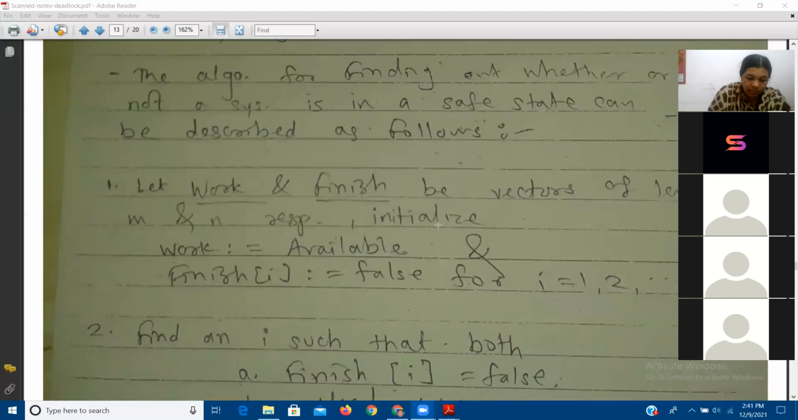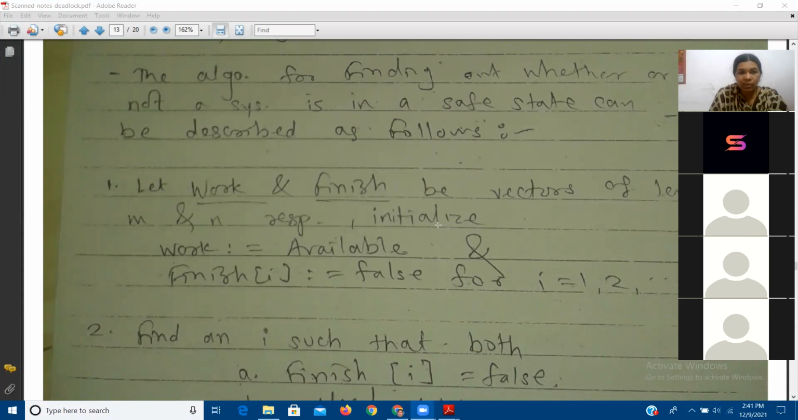Come on. Work is equal to available. What is available? Available is nothing but the available number of resources. किती resources available आहेत सध्या सिस्टीम कडे? 3. Okay, so here work becomes 3.